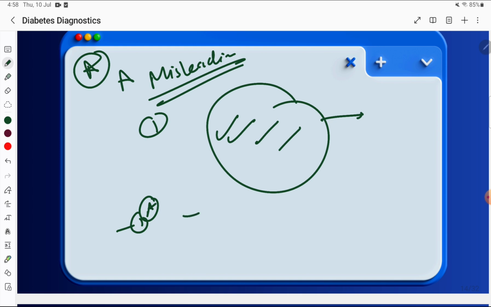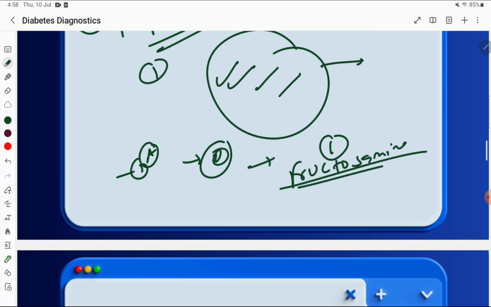So which are the two tests that you must remember when HbA1c is giving you false readings, like in the above case? The first one is fructosamine. Okay, fructosamine is a test which I'll come to later in this lecture, and the second one is glycated albumin. Okay, these are the two confirmatory tests when HbA1c gives you false results.